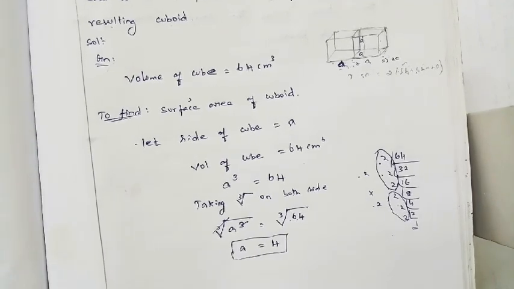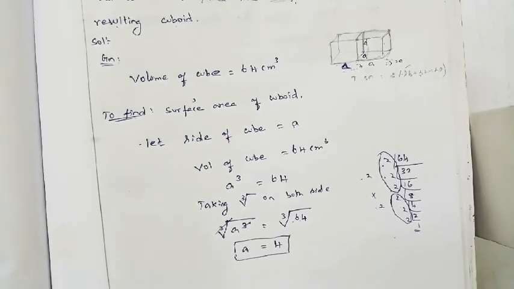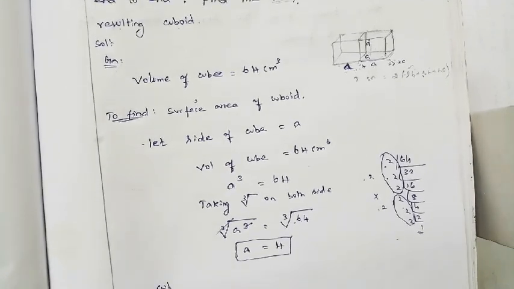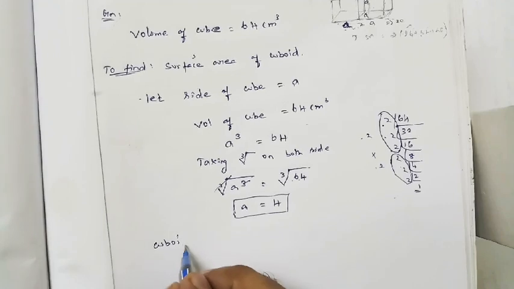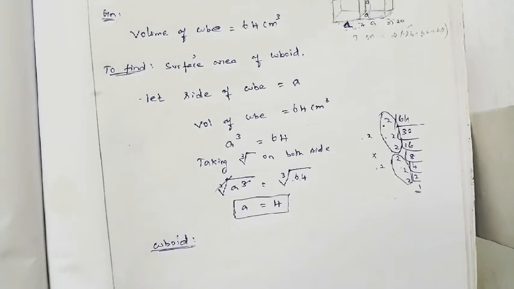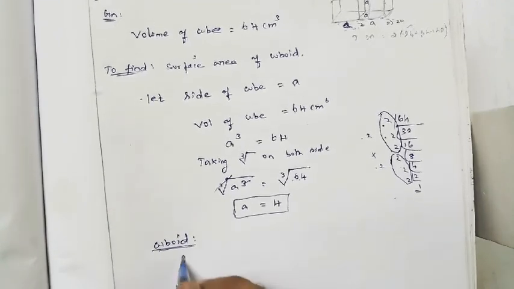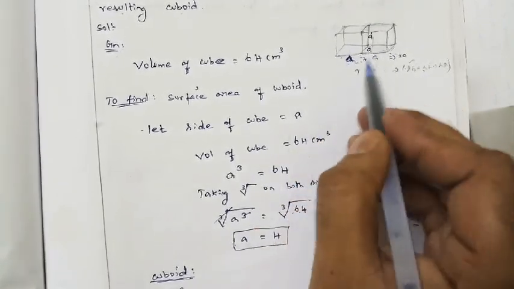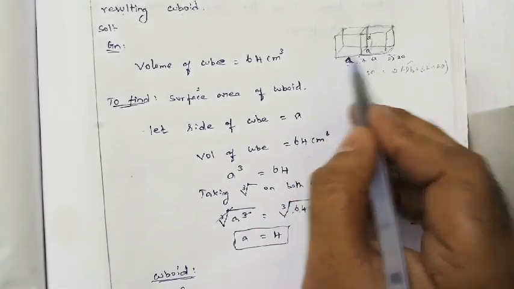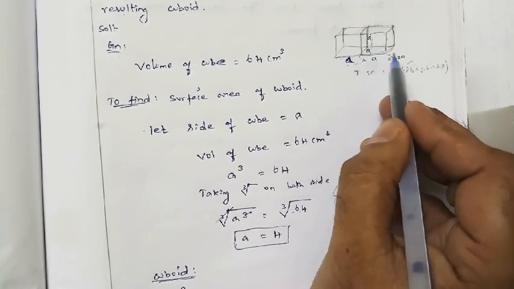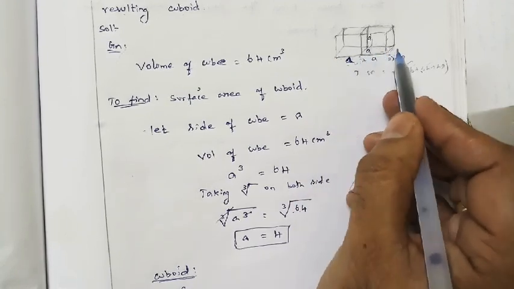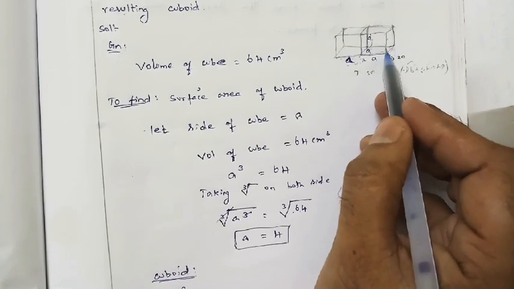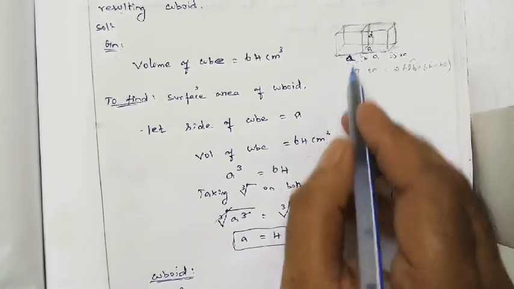Now we know the side of a cube. From the side of a cube, we are going to find the length, breadth and height of a cuboid. So length is equal to, how has the cube been joined? It has been joined nearer, so the length alone will get changed. Breadth and height won't get changed. Same breadth and same height only. So length alone is 2 times A.